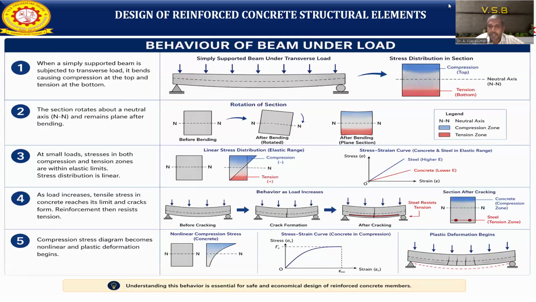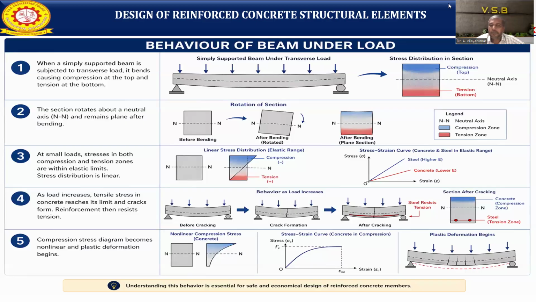Here we see the stress and strain diagram. The concrete will have a lower stress-strain diagram, and the steel will be higher, but within the elastic limit. As the load increases, tensile stresses in the concrete reach the limit, cracks form, and the reinforcement then resists the tension, normal to the applied load. Where will the tension be? At the bottom of the section. Once the concrete reaches the permissible value, the next material is steel. The steel alone takes the tensile strength because it is going to arrest the crack.